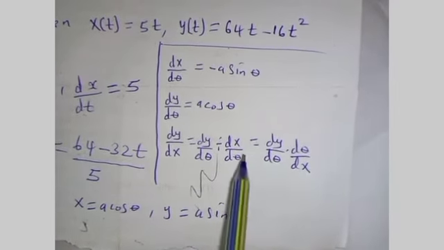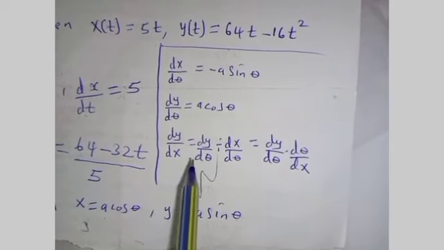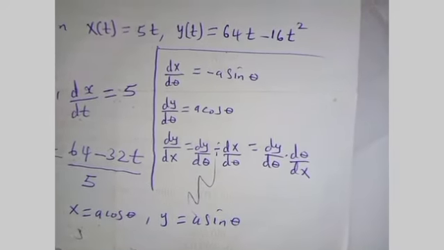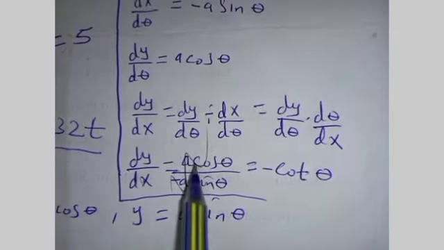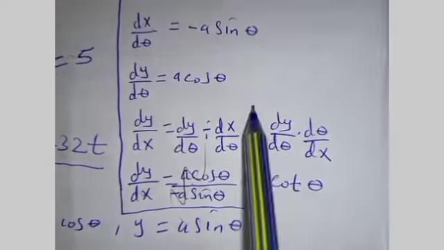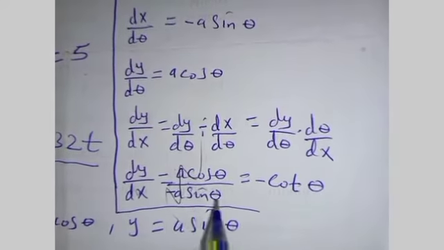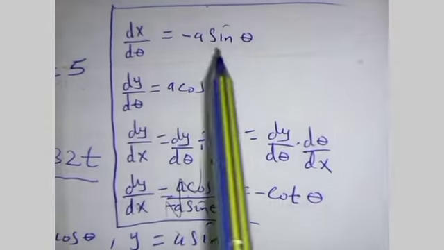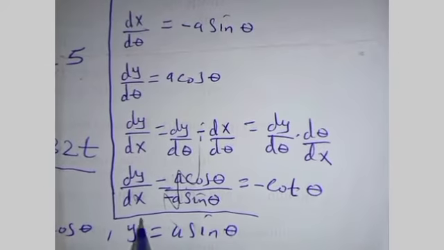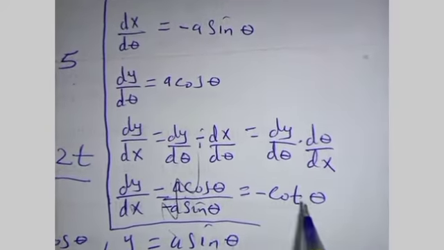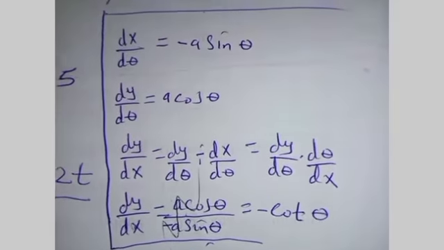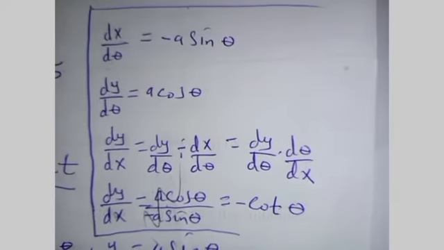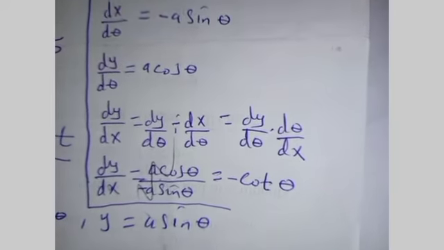So we are going to substitute here. dy over dx is equal to dy over d theta divided by dx over d theta. So we substitute. Our dy over d theta is a cos theta divided by our dx over d theta, which is negative a sine theta. So a cos theta over negative a sine theta is the same as negative cot theta. So that is how we differentiate a parametric equation using this method, and you get your result.